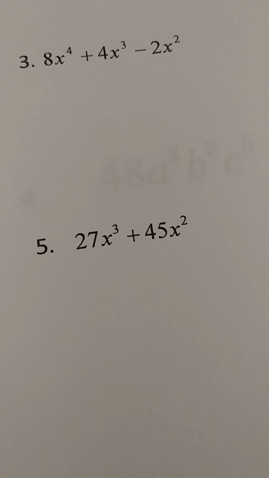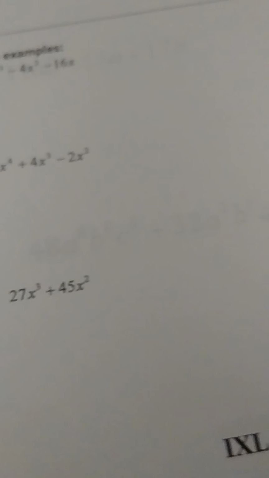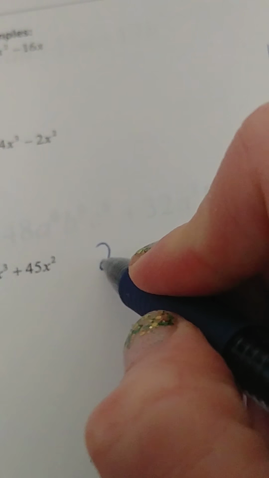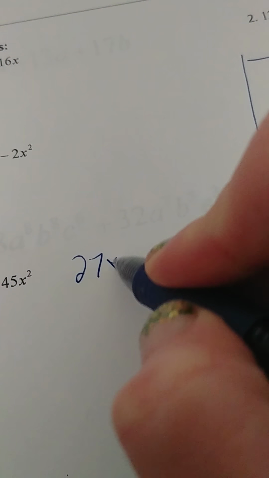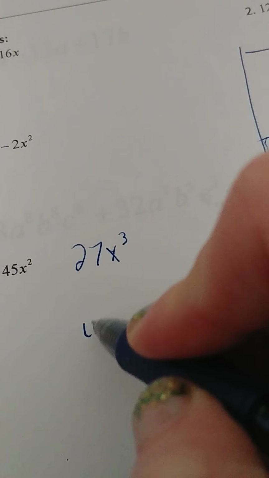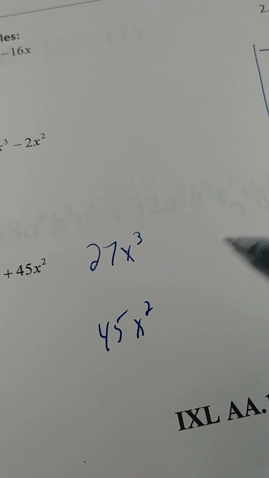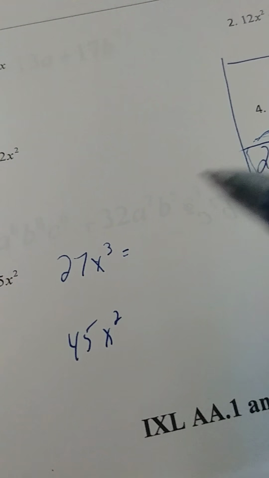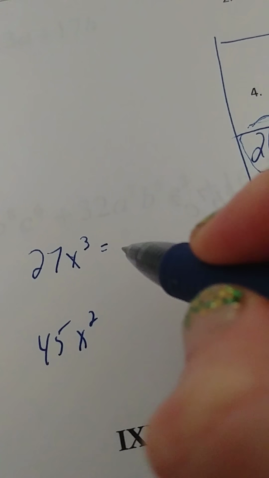To work on number 5. For number 5, we have 27x to the third and 45x to the second. So to figure out the factors, I'm going to figure out what 27 divides by.